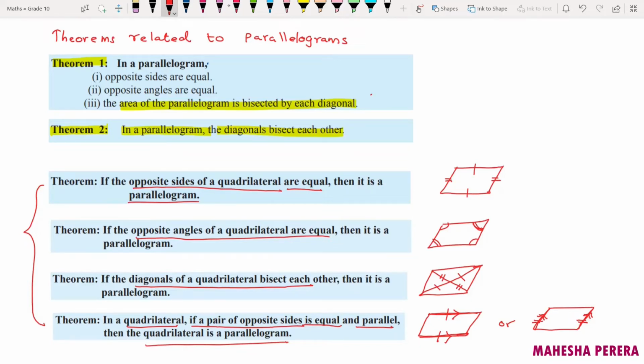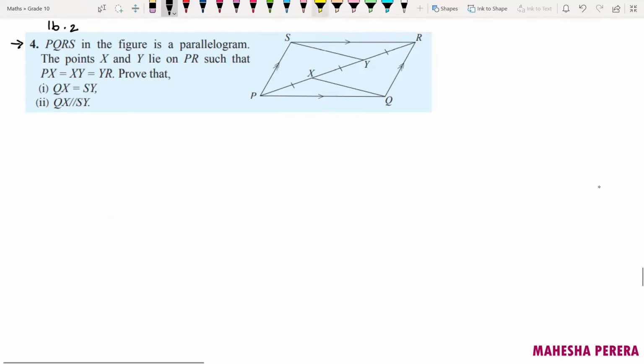Okay, now what I do is I'm going to discuss certain questions from your textbook exercises. So first of all, I'm going to discuss exercise 16.2, question number 4. Right, now in this sum it says PQRS is a parallelogram.